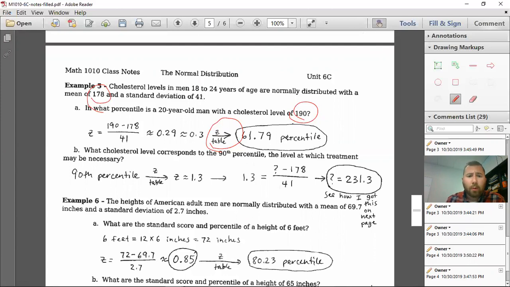What cholesterol level corresponds to the 90th percentile? So it's the reverse question. Now you're given a percentile. At what level is treatment may be necessary?